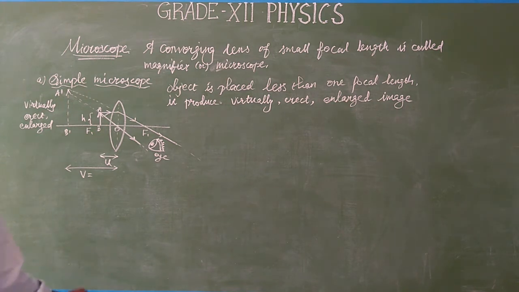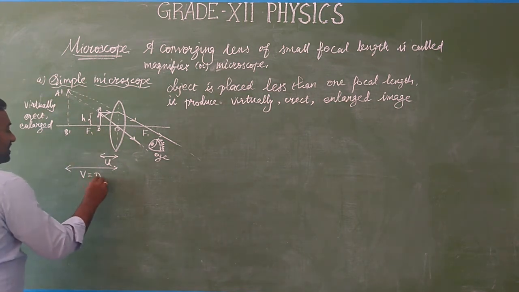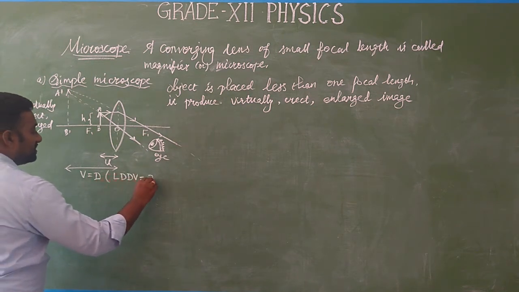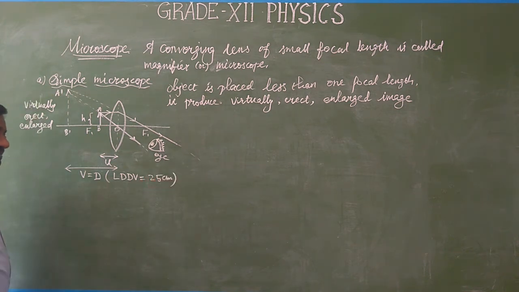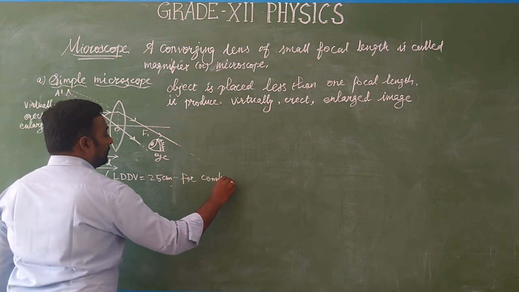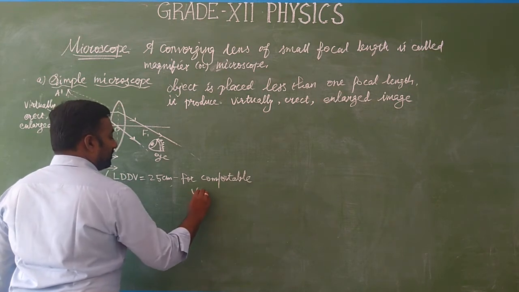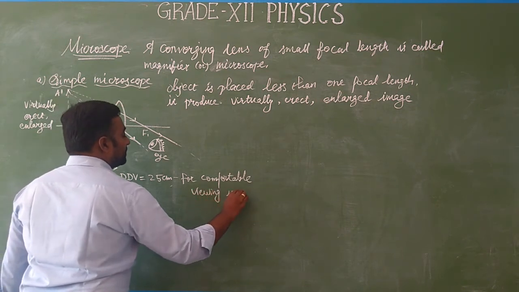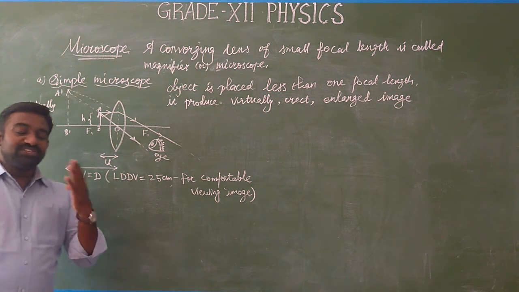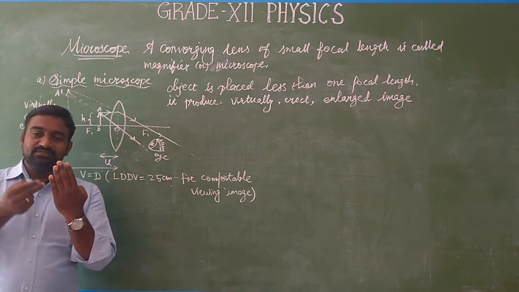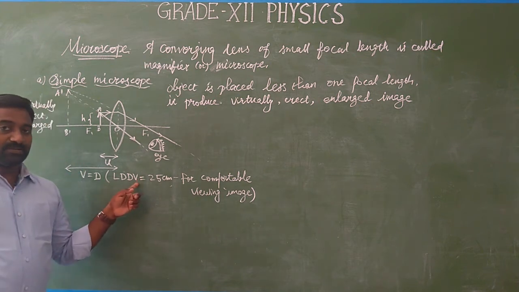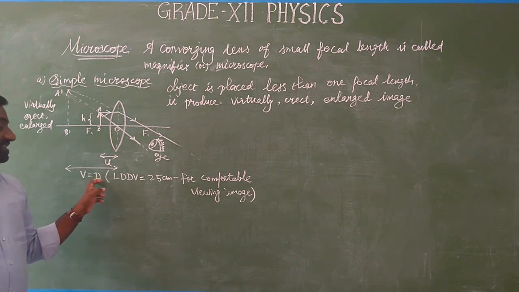In this case, the image distance will be the least distance of distinct vision, which is equal to 25 centimeters for comfortable viewing. For comfortable viewing of the image, the eye must be positioned at 25 centimeters, because our vision starts from 25 centimeters to infinity. Less than 25, it's very difficult to identify the object. So the normal near point is 25 centimeters. This least distance of distinct vision is denoted as D.